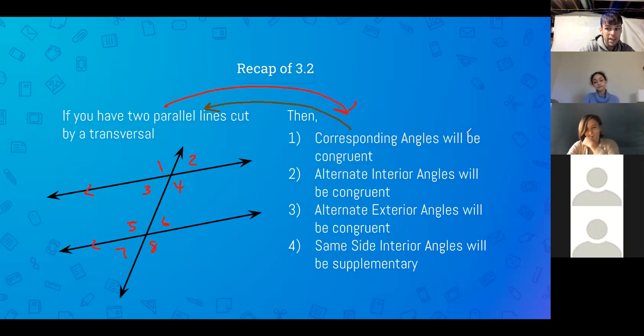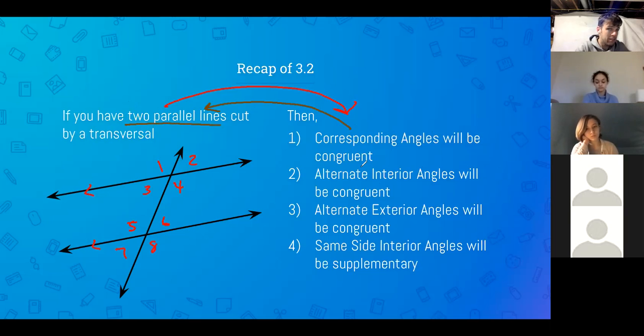We're going to say if we have corresponding angles that are congruent, that means we have parallel lines. If we have alternate interior angles that are congruent, then we have parallel lines. If we have alternate exterior angles that are congruent, then we have parallel lines. It's all about showing that the lines that we have here are parallel in this chapter, based on relationships that we already know.